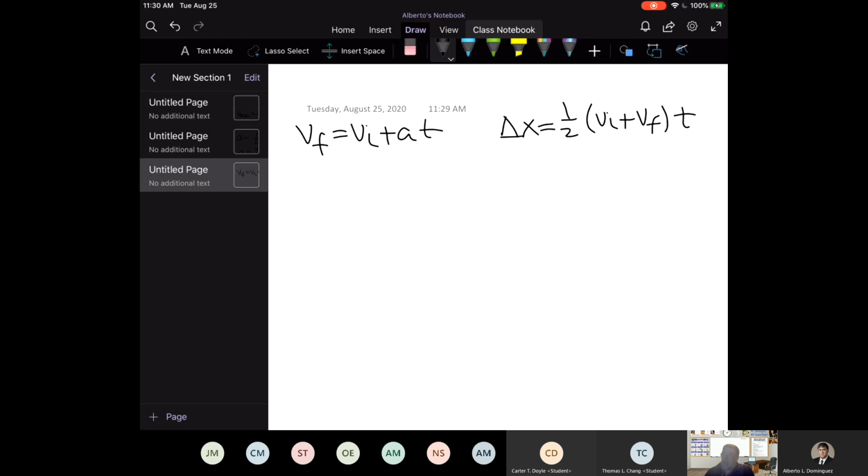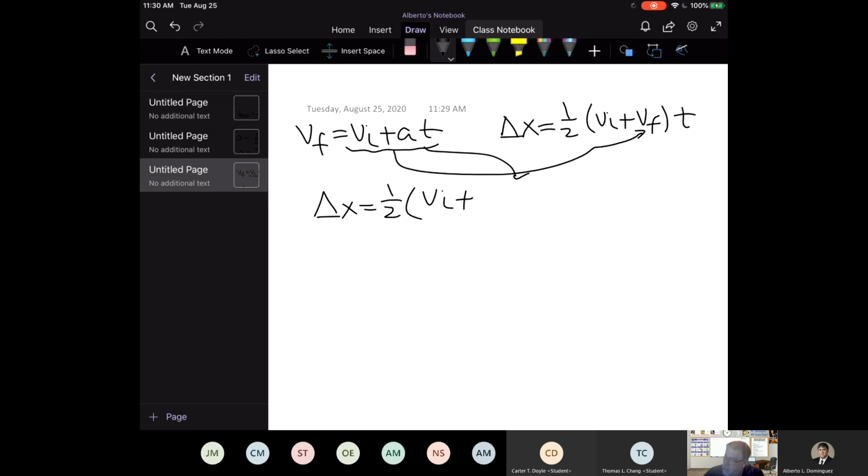And now this is cool because I have two distinct equations that I can use. So what I'm going to do is take VF right here, and plug it in there for VF. So I'm going to have delta X equals 1/2. VI is just VI, leave it alone. And then VF is this thing. So VF is VI plus AT. And now I'm just going to do some algebra. I'm going to combine, right? So VI plus VI is 2VI.